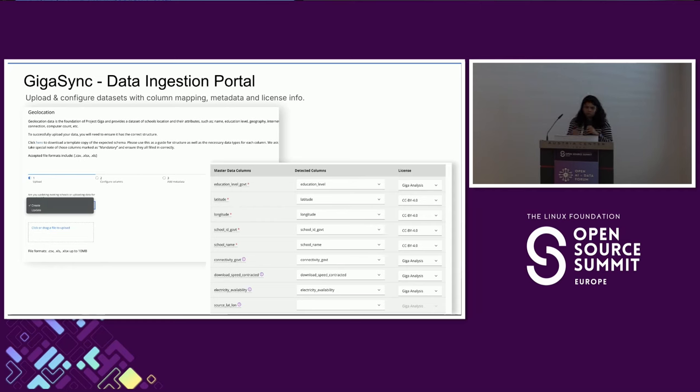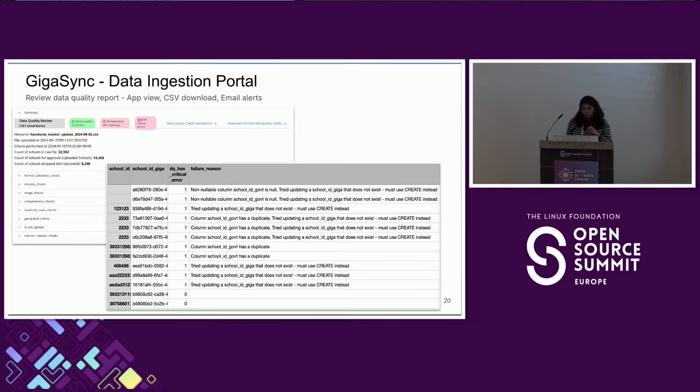So when they select it, and they say if you want to add a new data set or update an existing one, based on that, it gives you different configuration that you have to do, which is basically nothing but upload the data and then configure the columns, define the license on which they are sharing the data with us, and define the metadata information around like who's the owner, what was the update, things like that, and then they submit it. Once they submit it, they get a data quality assessment report.